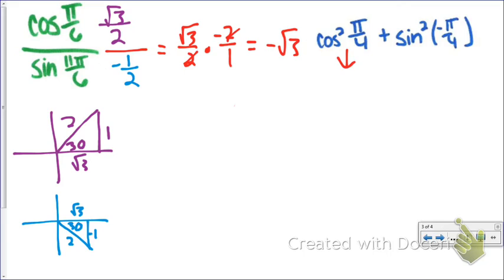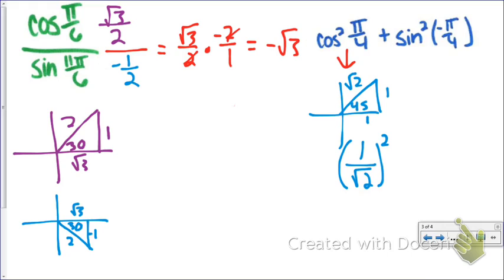So right here, to do cosine squared of pi over 4, I'm going to start by finding the cosine of pi over 4. Pi over 4 falls in the first quadrant. Reference angle is 45, so those values are 1, 1, root 2. No negatives. My cosine value is adjacent over hypotenuse. So that's the value of cosine pi over 4. Then I'm going to square that value. And when I square fractions, I square the top and the bottom. So that should be 1 over 2.